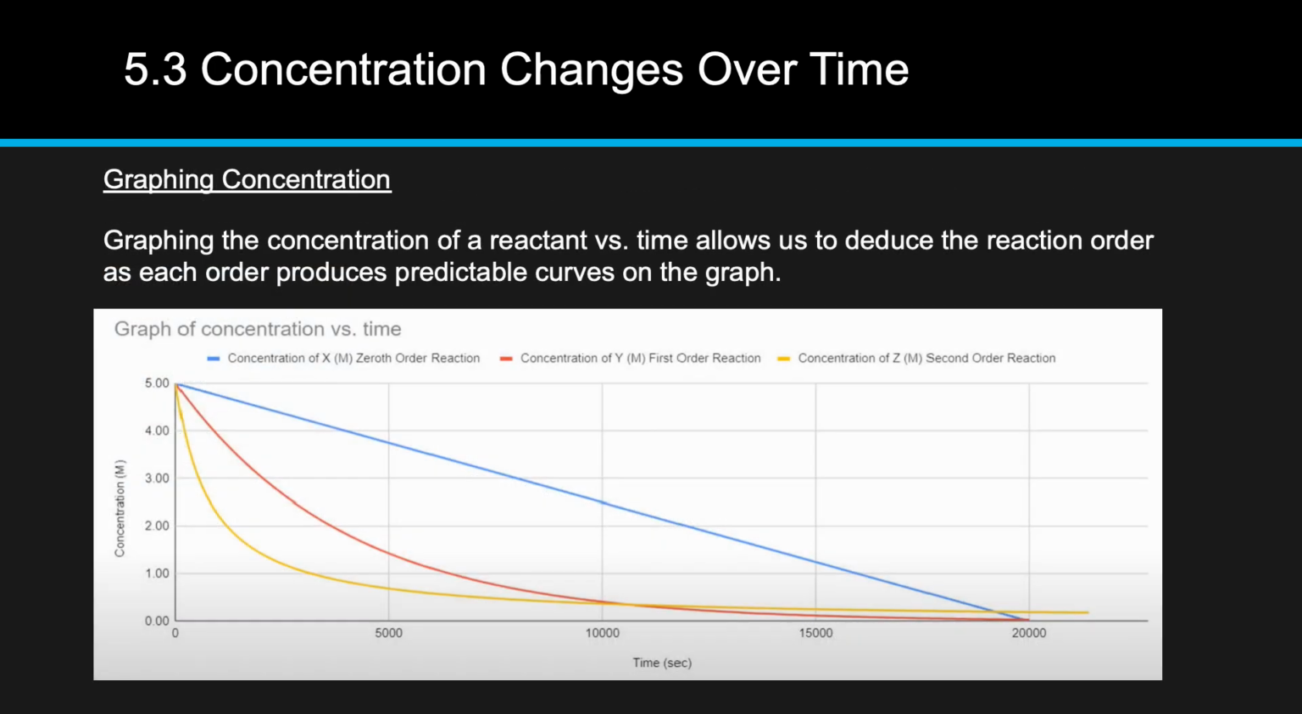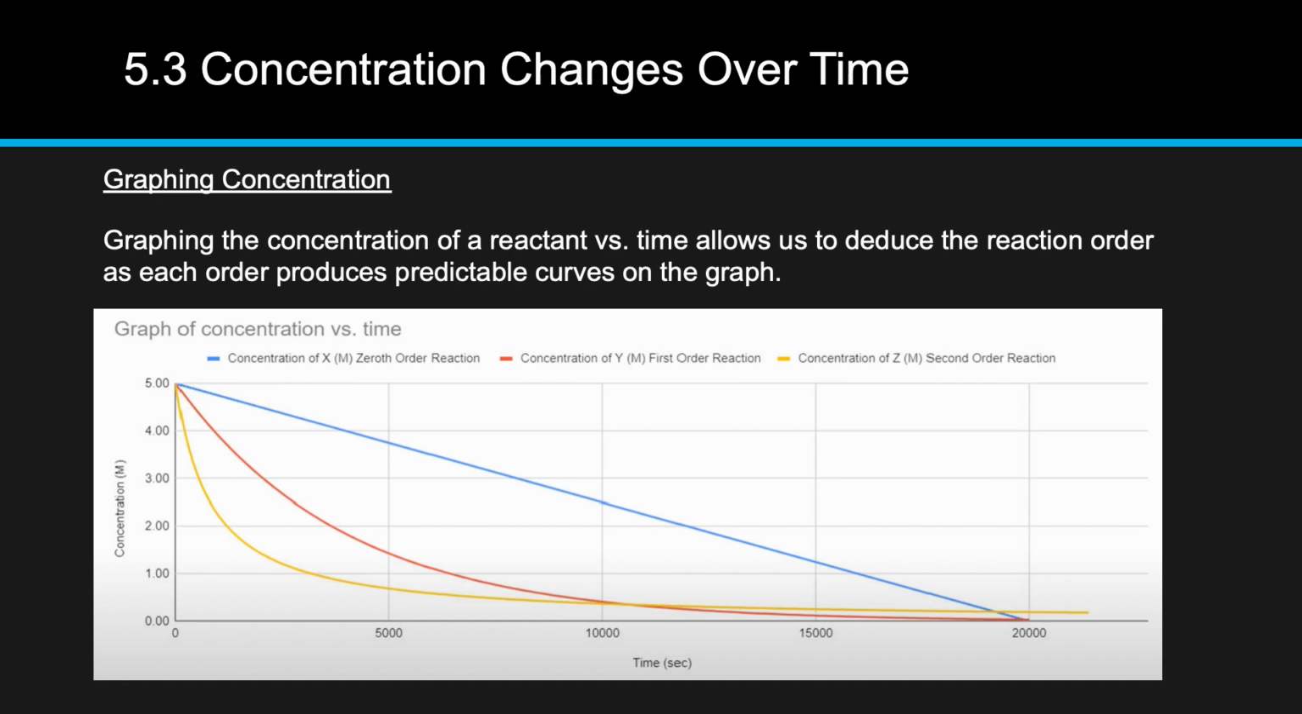Graphing concentration versus time is going to help us identify reaction order because each order is going to have a distinct shape. So as you can see from the graph, we have our blue zero order reaction. That's going to show up as a straight line because the rate is already constant.